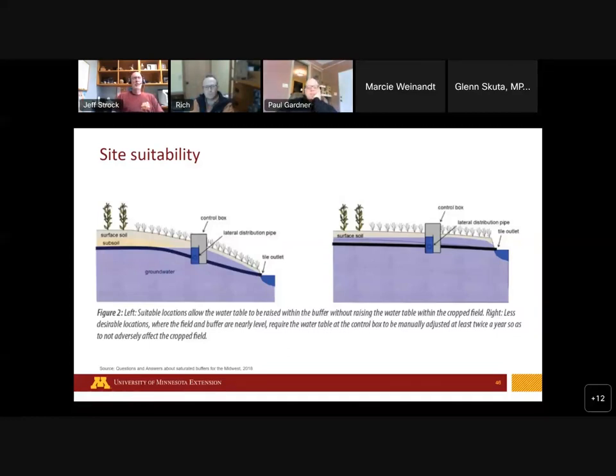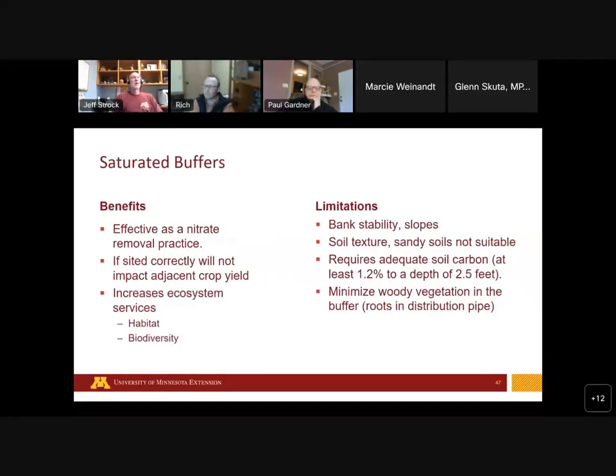So site suitability for saturated buffers in Minnesota would be a really important criteria for siting these kinds of things. So the benefits, based on the data that we've looked at and that I looked at for this presentation, is they're very effective for nitrate removal. If not sited correctly, they can impact the adjacent crop field, and they have these ecosystem services, as I mentioned. Bank stability can be a limitation. Soil texture would also be an issue. So in areas where we have sandier, coarser texture soils, definitely not suitable. Those are going to be quick to fail.